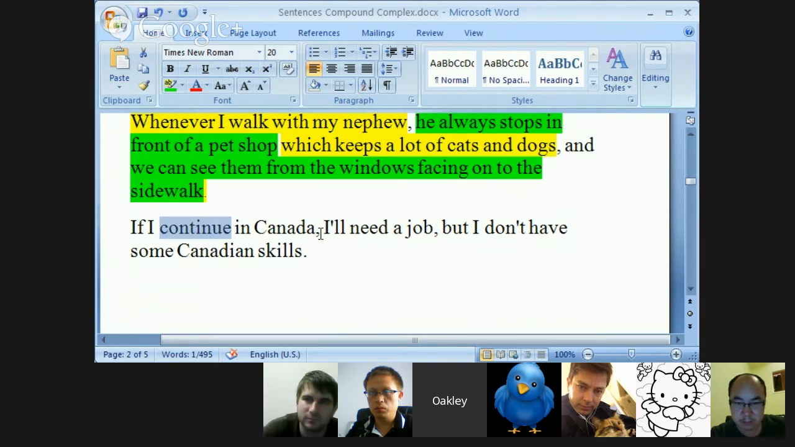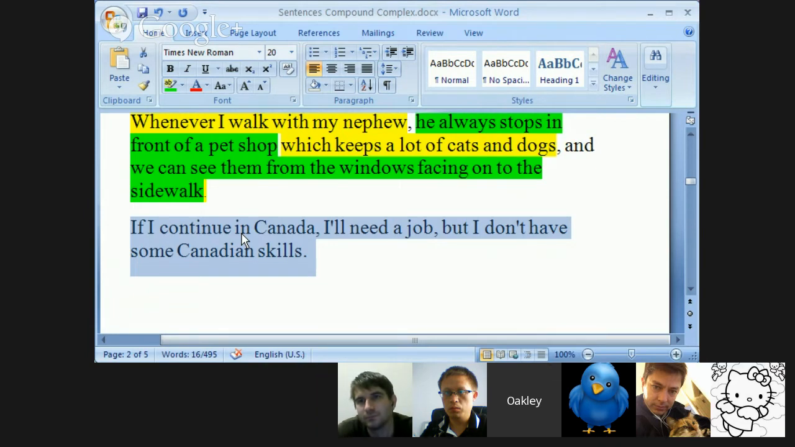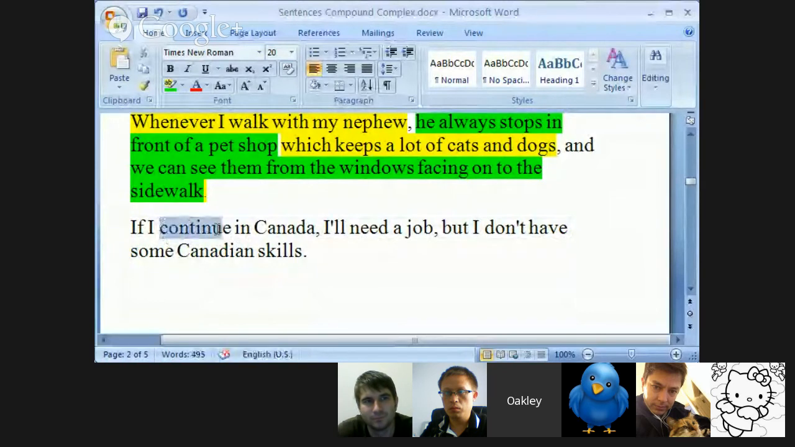Can't do it. Okay. Now, present tense, "if I continue in Canada," correctly, you use simple future. This is conditional number one, the real condition. So we know Mauricio considers this to be a realistic probability. All right? He's got the present tense here, "If I continue in Canada," that's good. And then simple future, "I'll need a job." Great. Okay, he's got his connector, "but I don't have some Canadian skills." Okay. All right, can you do this?